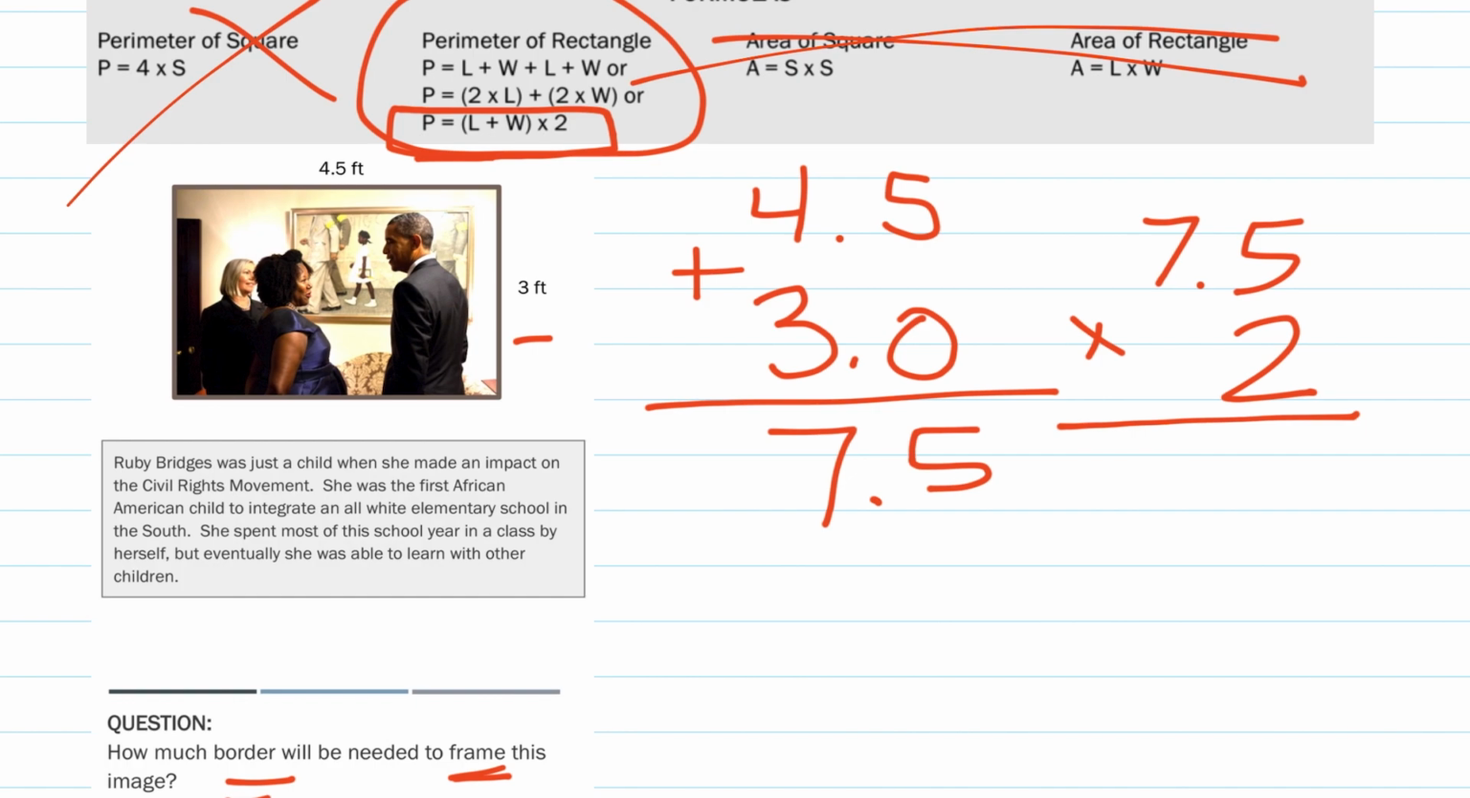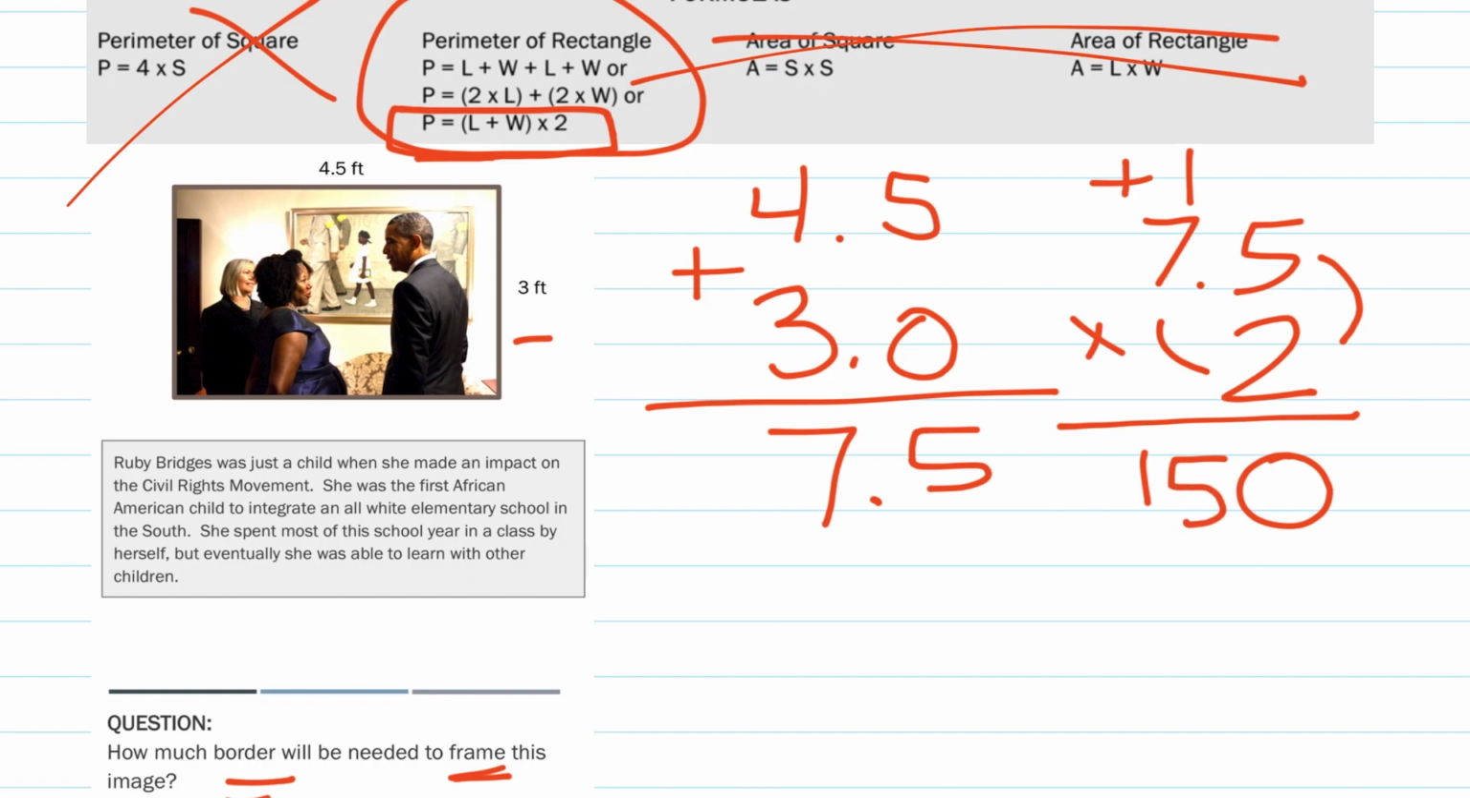So I'm going to look at this. 5 times 2 is 10. Put my 0 here. I'm going to regroup my 1. Then I have 7 times 2. Well, that's 14. Plus 1 would be 15.